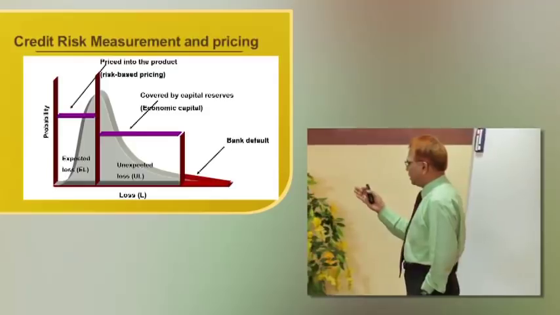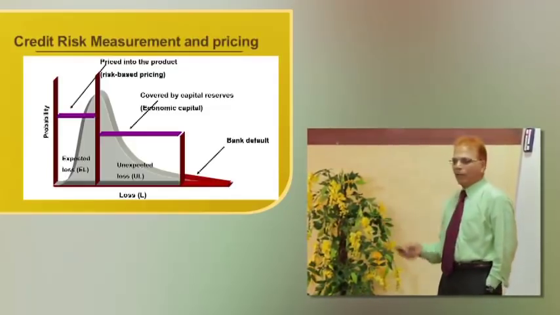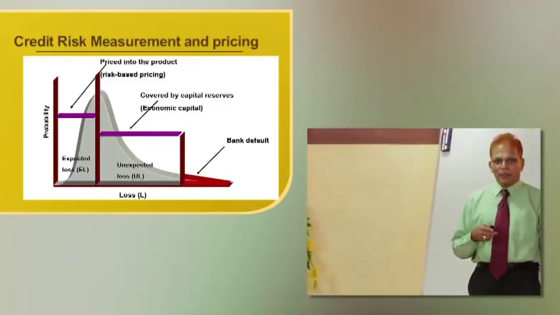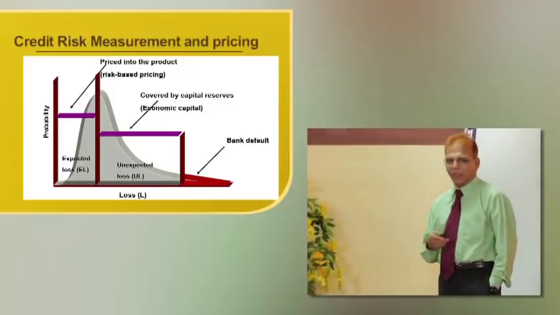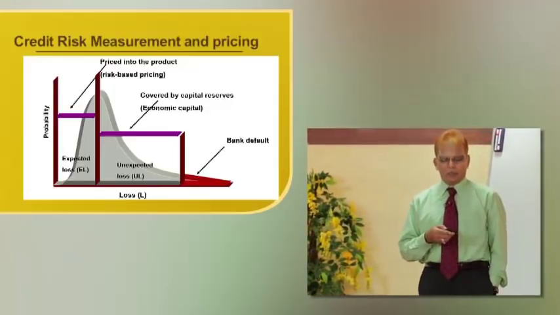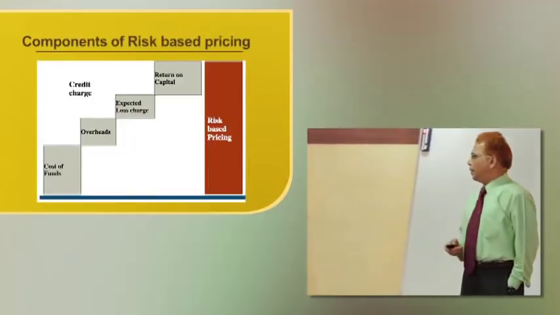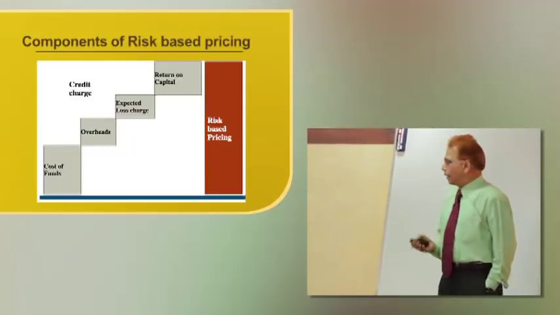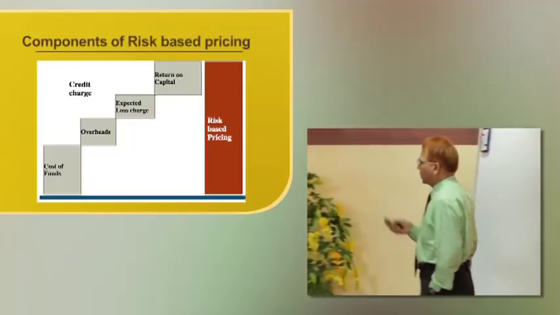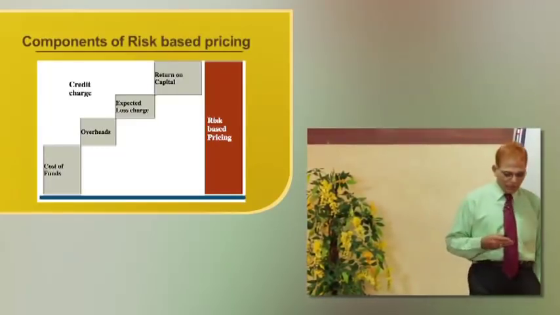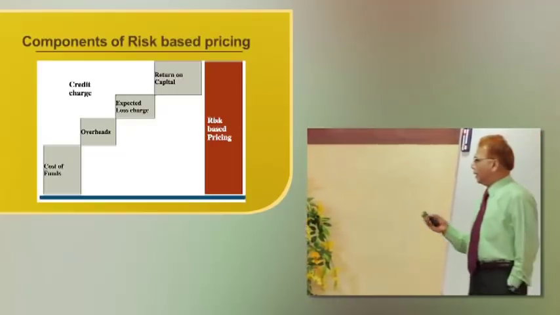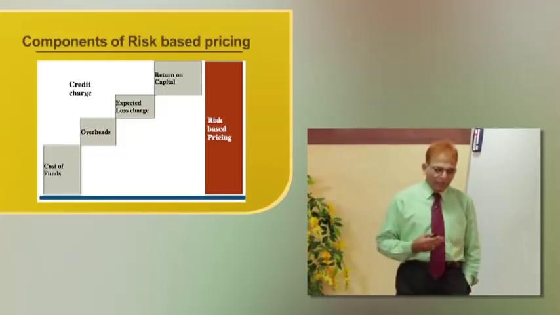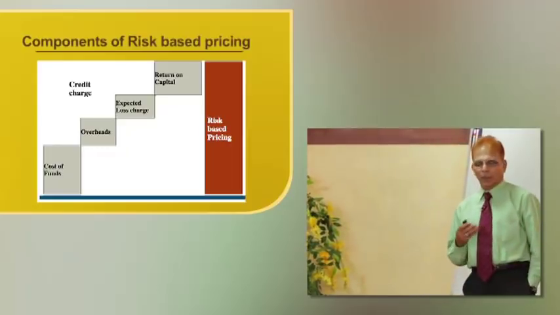And beyond that, if there is further loss, it indicates the bank is going to default, because anything beyond the loss which the bank incurs beyond the economic capital it has maintained, the bank will not be solvent. So the components of risk-based pricing: the cost of funds becomes an important part, and the credit charge comes out of the overhead and expected loss charges that we discussed, based on the expected loss history. And return on capital, which is expected because we maintain economic capital to absorb unexpected losses.